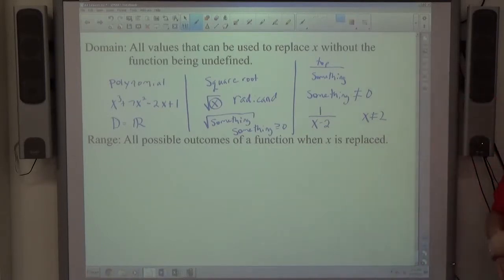Alright, domain's pretty easy in the whole scheme of things. There's rules. You apply the rule, you get your answer. And we'll do some specific problems. You'll see each type of these things show up. Range is a little bit trickier because range is what comes out of a function.